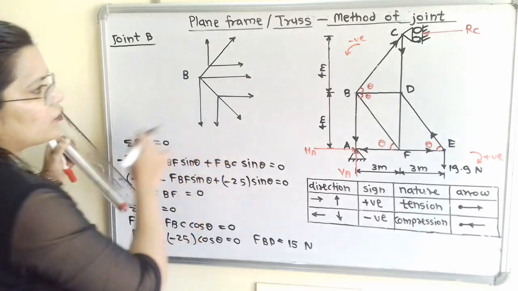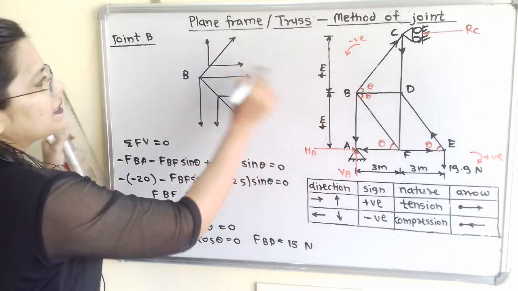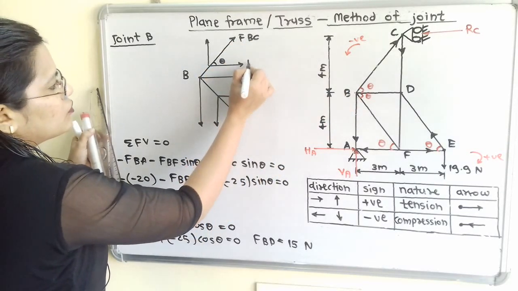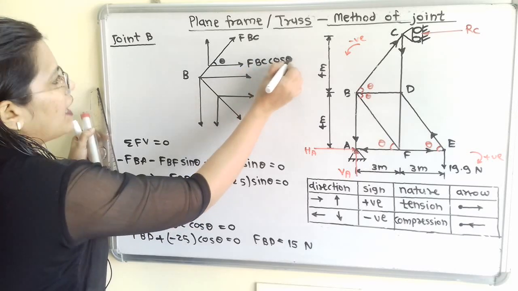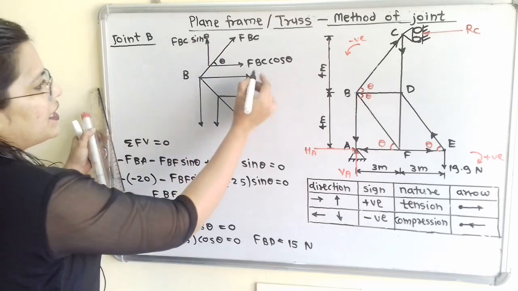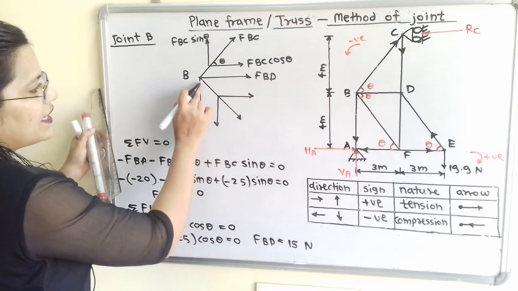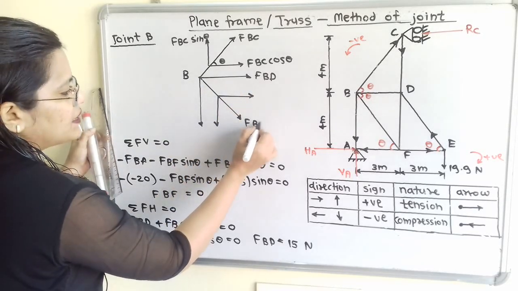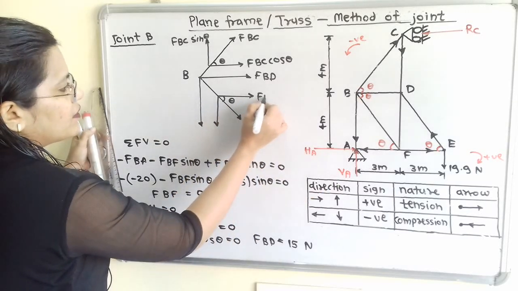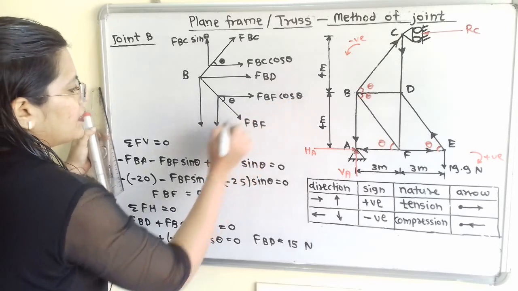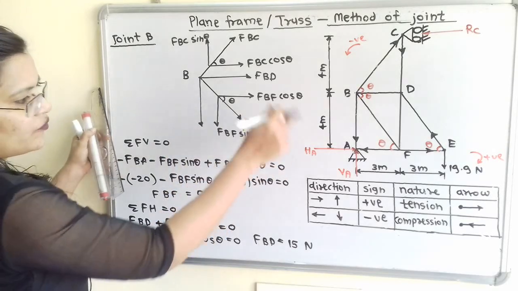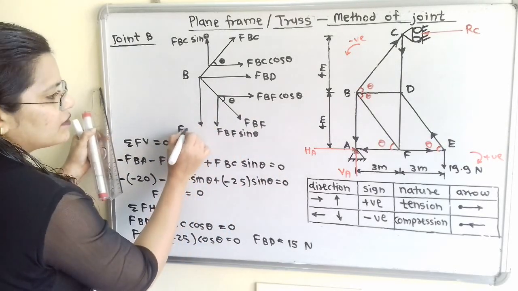Now we will mention the forces. So here is the FBC. Now it is making an angle theta with horizontal. So FBC cos of theta and FBC sin of theta. Now next is FBD. Then next is BF, so FBF. Here it is making an angle theta with horizontal. So FBF cos theta, FBF sin theta, and FBA. So for vertical force, FBA.